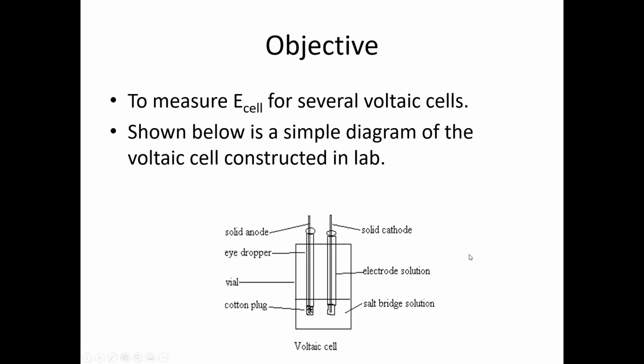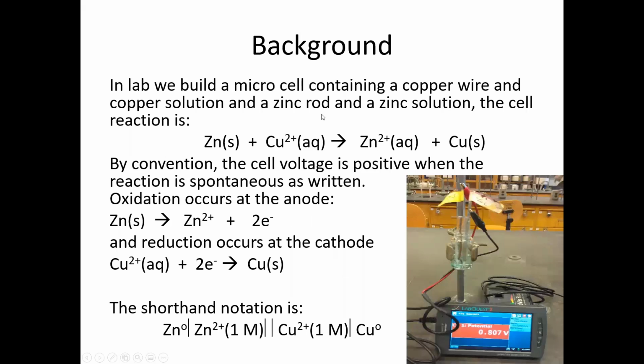Okay, so I think in the lecture you guys started electrochemistry. So this experiment's objective is to measure the potential of voltaic cells. Shown below in this diagram is the constructed voltaic cell in our lab. You will see a real picture after this one.